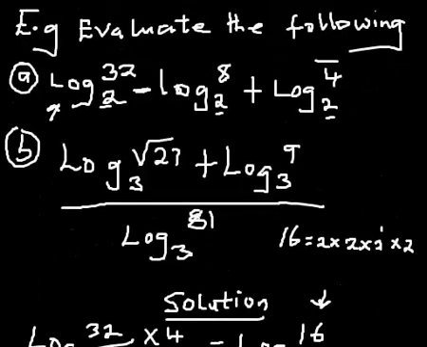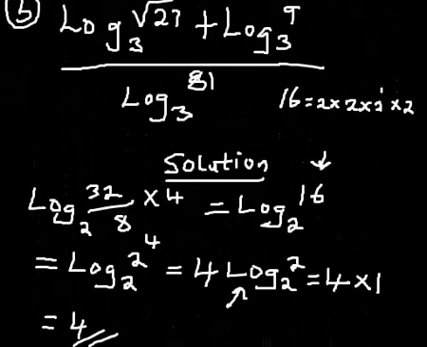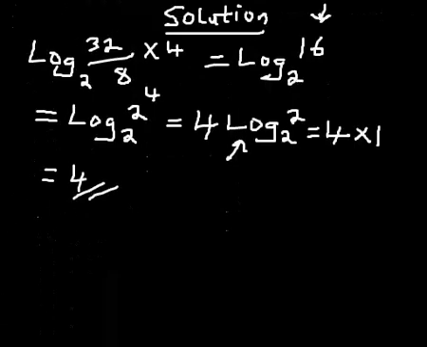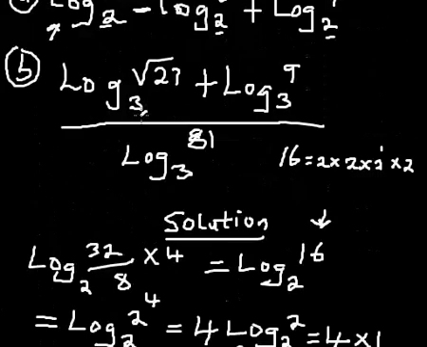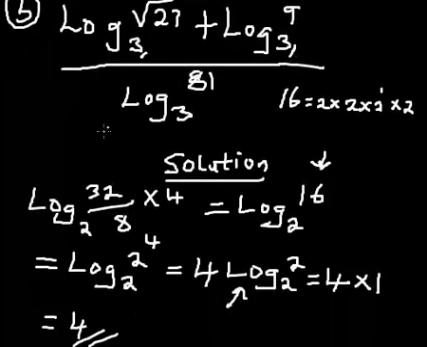Let's look at the second part of the question: log square root of 27 plus log 9 in base 3. In this case, you know what I'm going to do? Since I'm having the same base, I'll apply the multiplication law, and this one, the denominator, I will do individually.